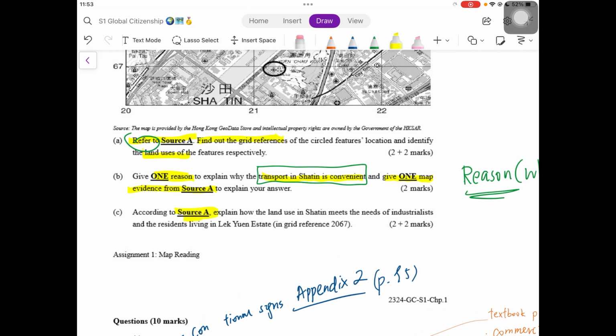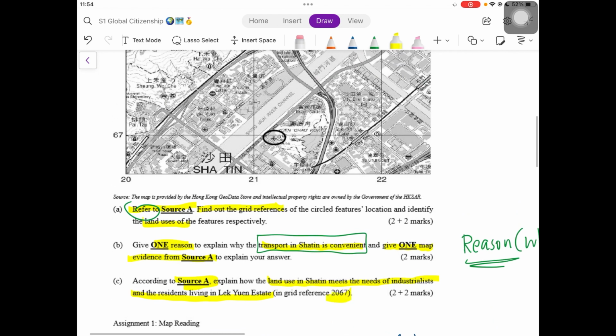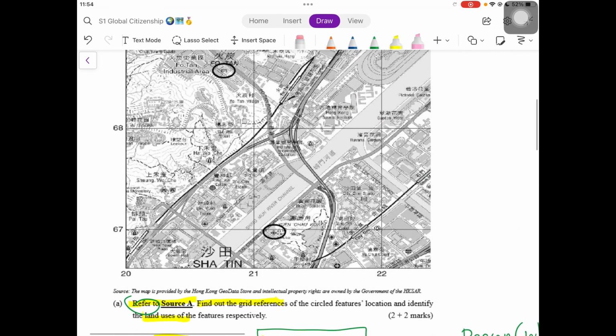And how about part C? According to Source A, we have to explain how the land use in Sha Tin meets the needs of industrialists and residents living in Lake Yun Estate. So it has a reference for us. It is the grid reference 2067. So here, it should be inside this box. So you can see that there are residents of Lake Yun Estate.